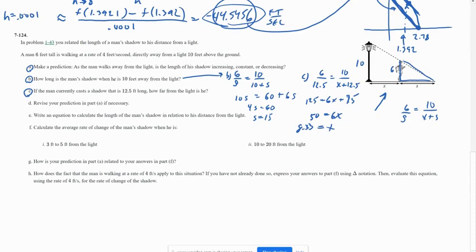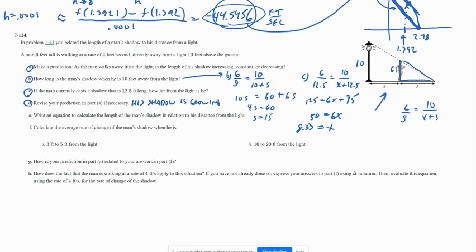So his shadow, for part C, his shadow is longer. No, sorry, for part C, his shadow is shorter. So when he's closer to the light, his shadow is shorter than it is when he's further. So that means his shadow is growing as he walks away.